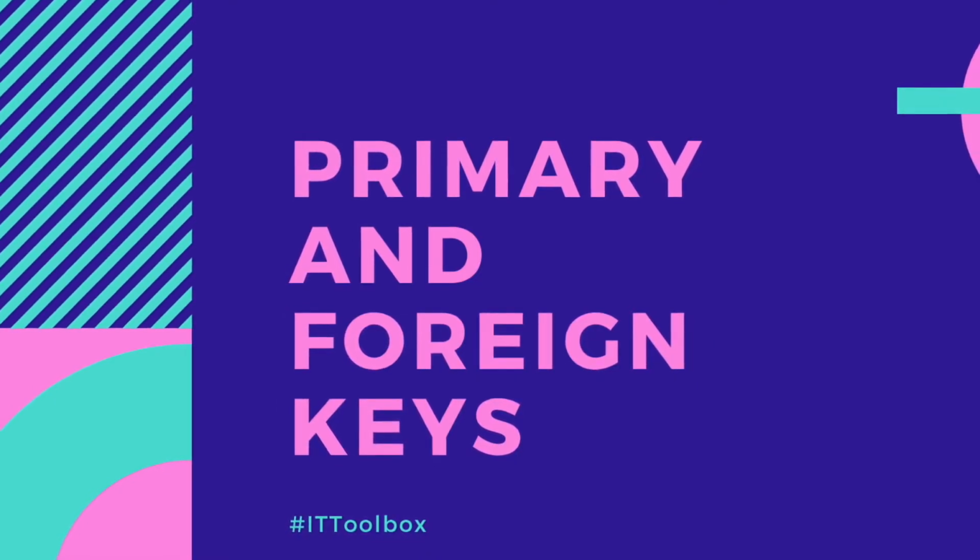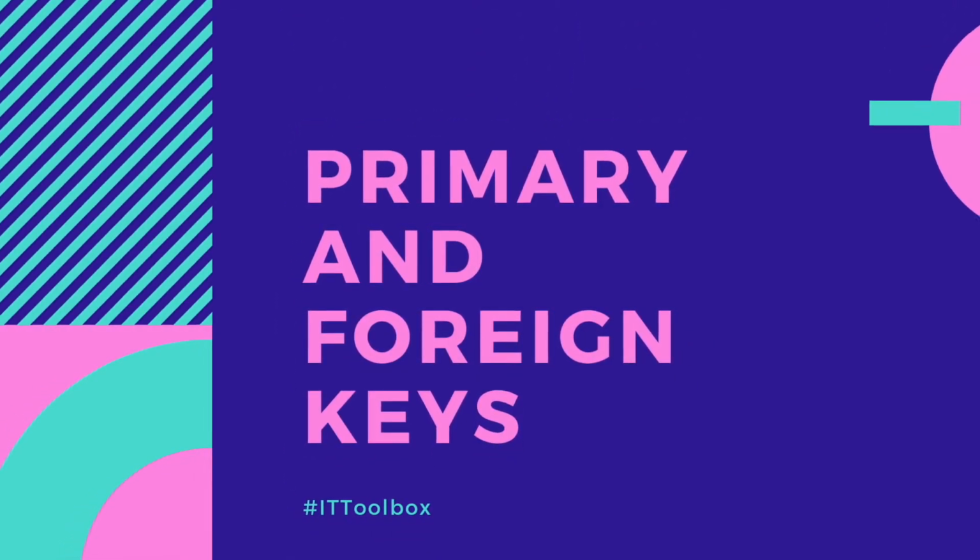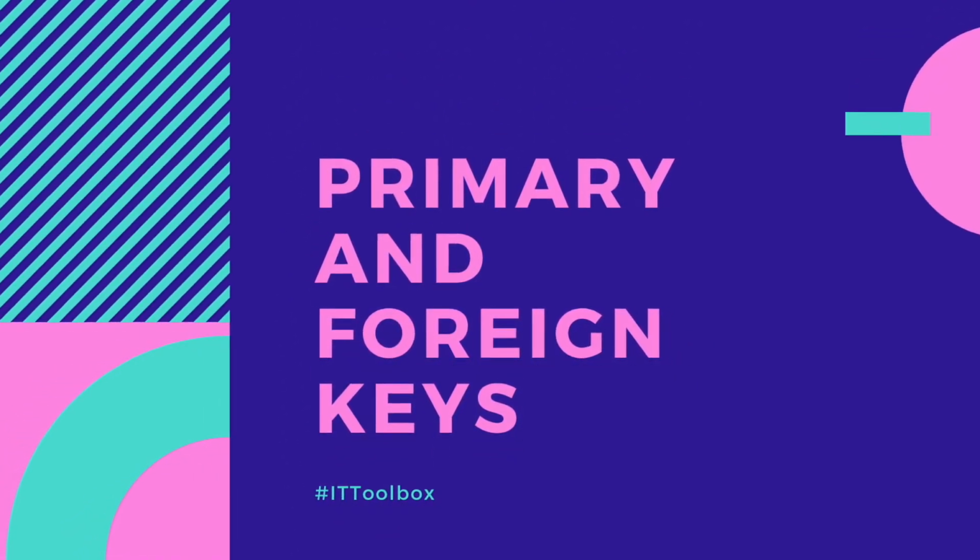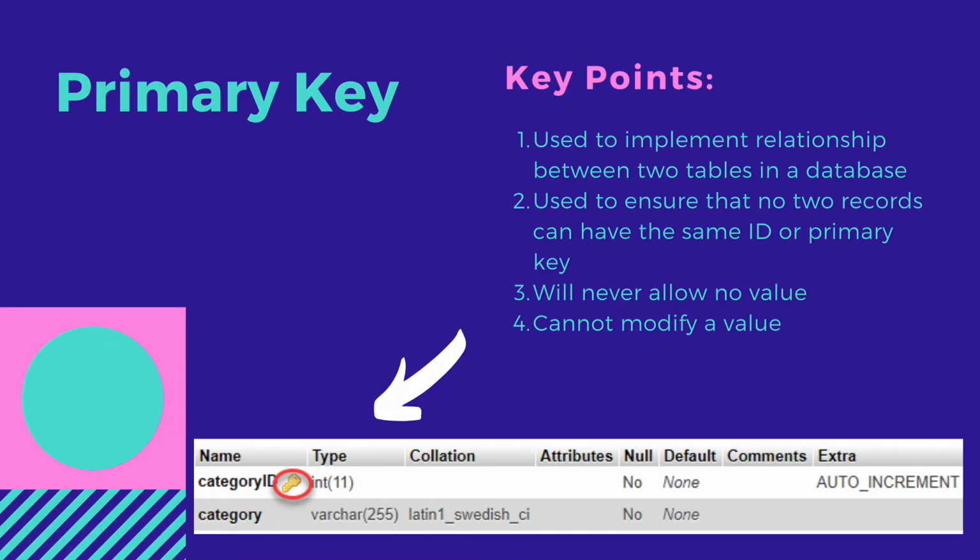Hello po sa lahat. Sa lesson natin ngayon, matutunan nyo kung ano ang primary key and foreign key. Pag sinabing primary key, this is used to ensure that no two records are the same. These keys are primarily used for relating tables of data sa loob ng database natin.